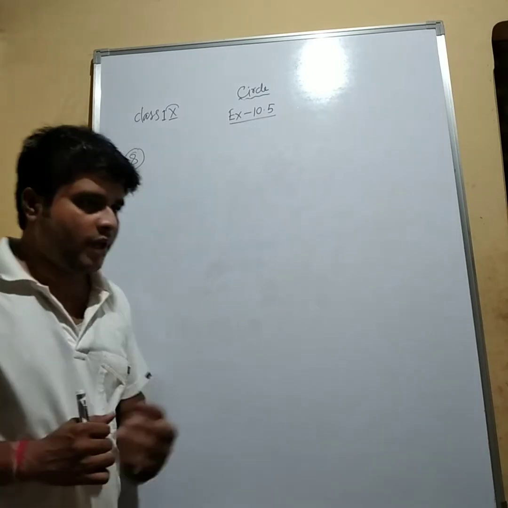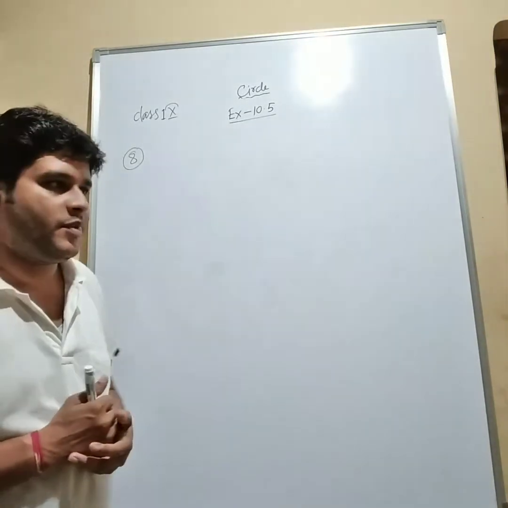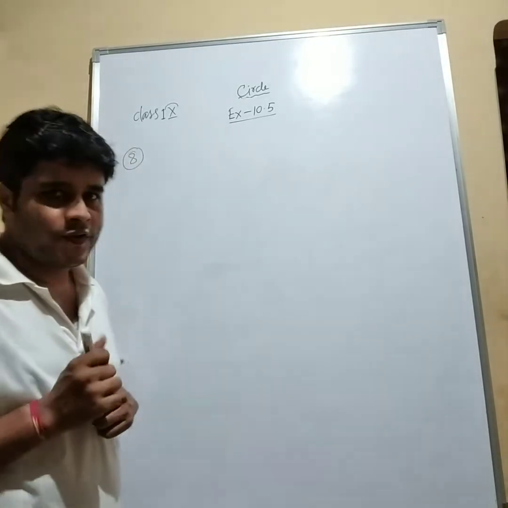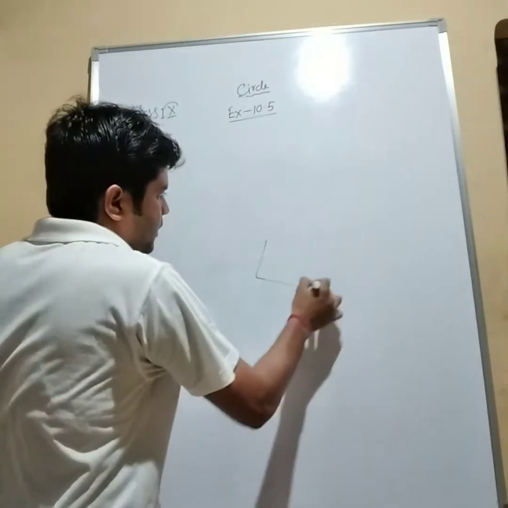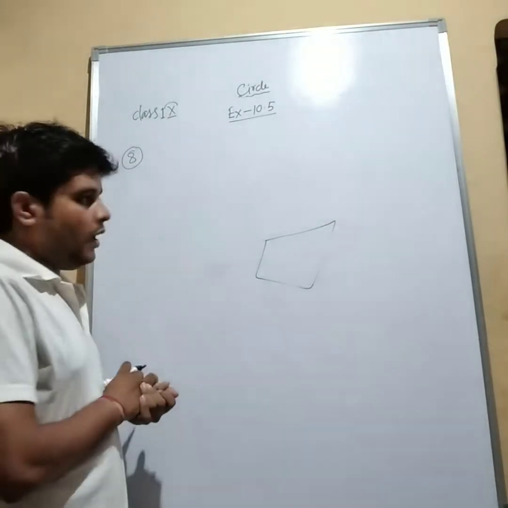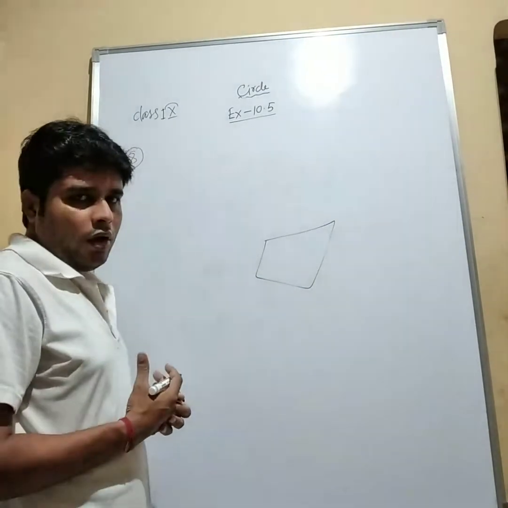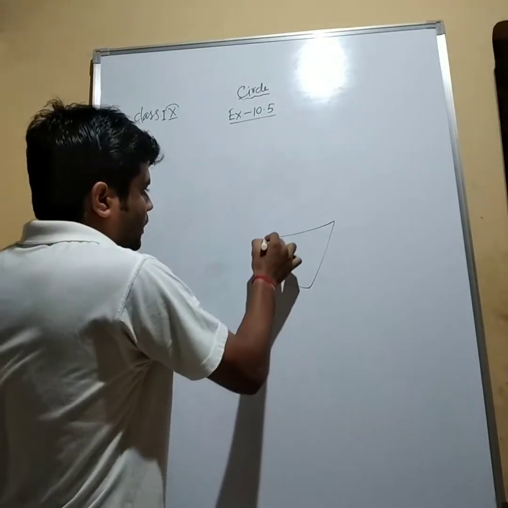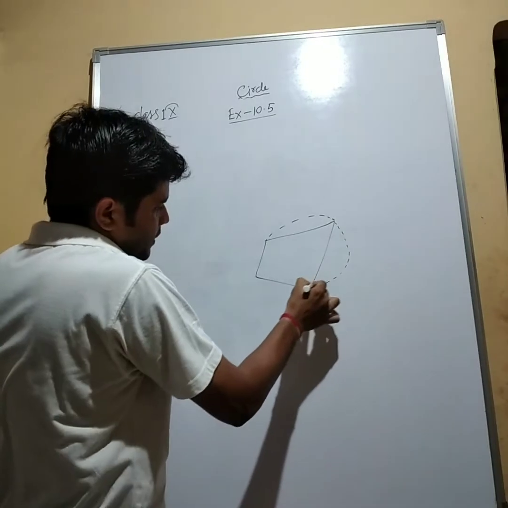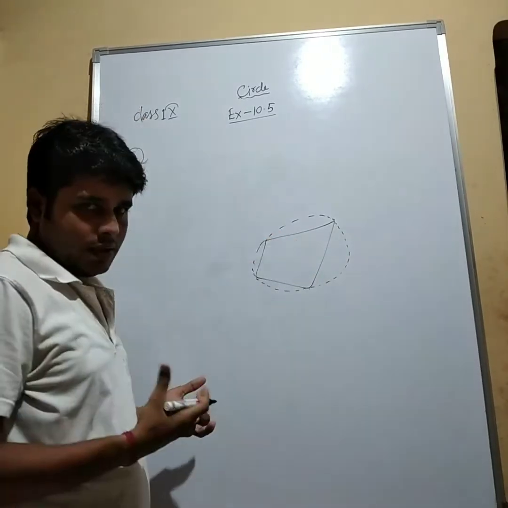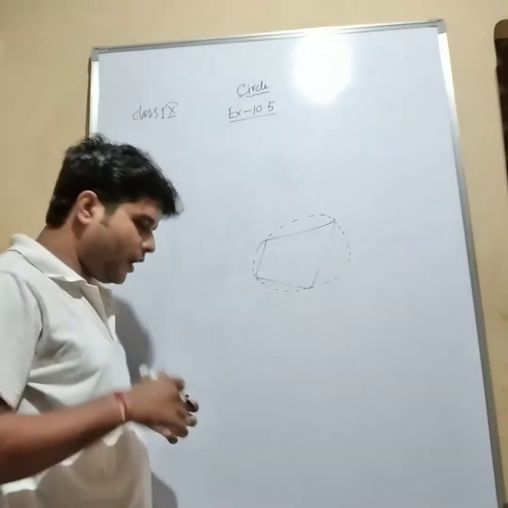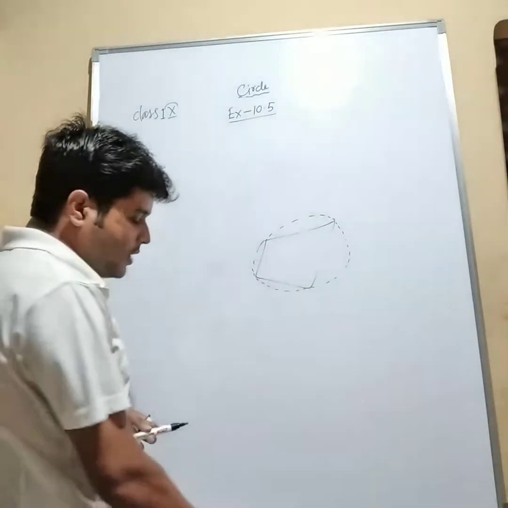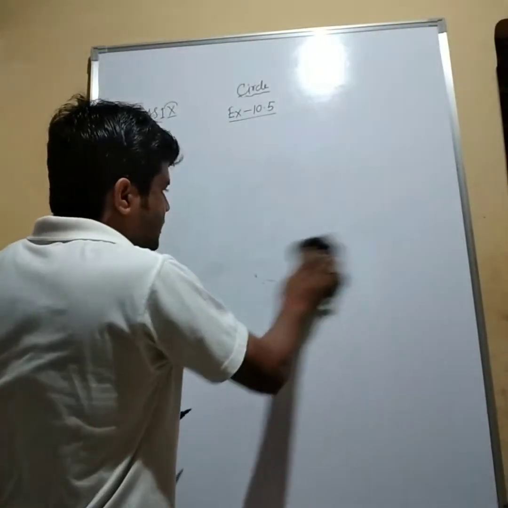Let me clear the concept of a cyclic trapezium or cyclic quadrilateral. A quadrilateral has four sides, that means four vertices. So let this be a quadrilateral. Now, if we are able to draw one circle which passes through these four vertices, then this is a cyclic quadrilateral. If we are not able to draw this circle, then it is not a cyclic quadrilateral. That is the definition.